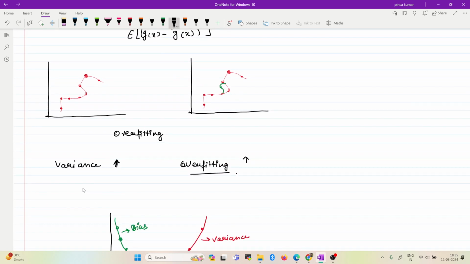There is one more thing: if your complexity is high, then also you overfit. So we can also draw one more conclusion, that your variance and complexity are directly proportional.